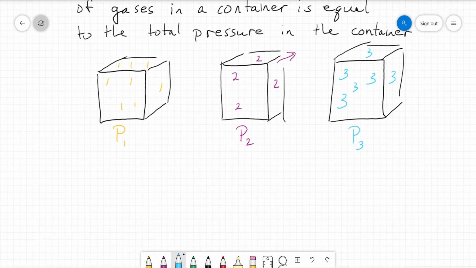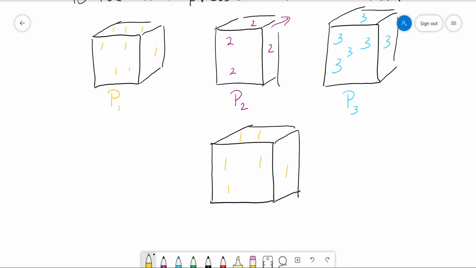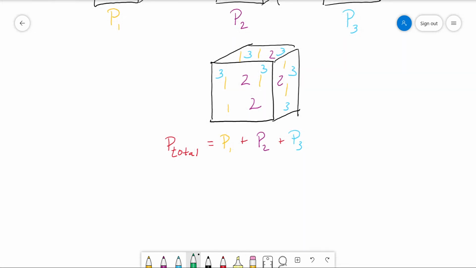All right. Now we are going to take that same container and we are going to put gas 1 in it. We are going to put gas 2 in it. And we are going to put gas 3 in it. And if I want to know the total pressure inside that container, P total is equal to P sub 1 plus P sub 2 plus P sub 3. And what are all those values called? Those are the partial pressures.